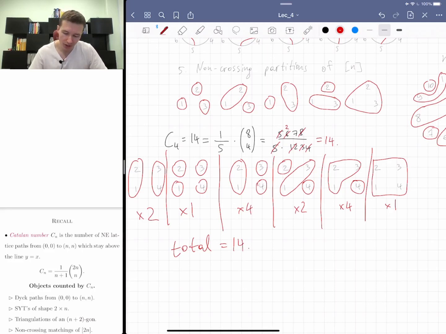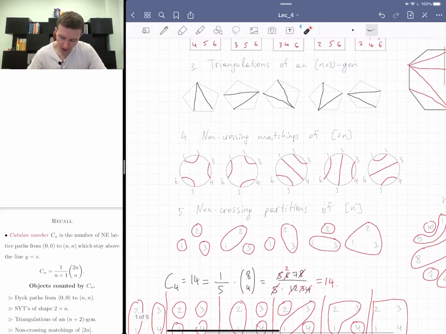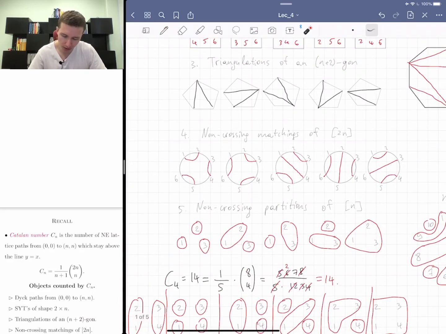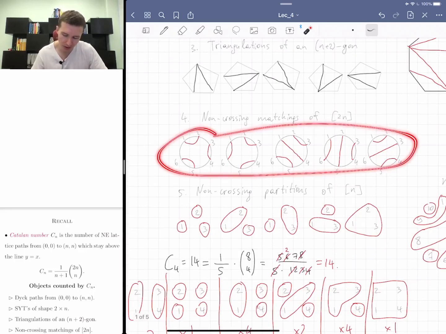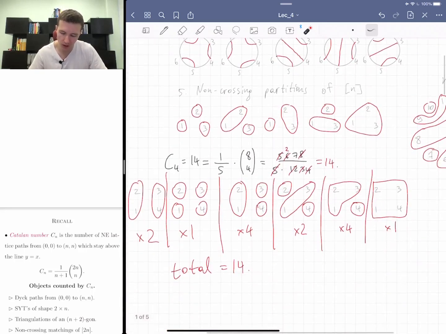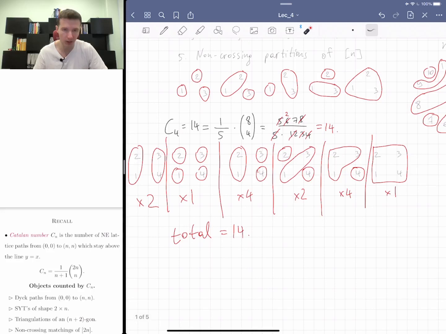And you can see that in all these three examples, the cyclic symmetry acts differently. Here it has order n plus 2 for triangulations. For matchings, it has order 2n. For non-crossing partitions, it has order n. So it's pretty deep if you think about it, because all these objects are very natural, but finding bijections between them is pretty tricky. So it's a nice exercise.